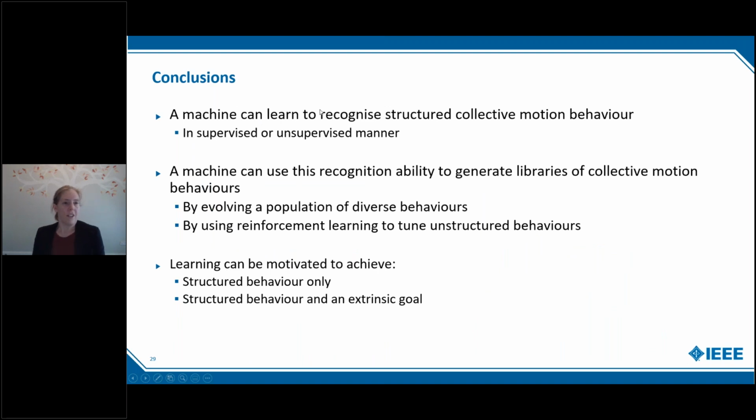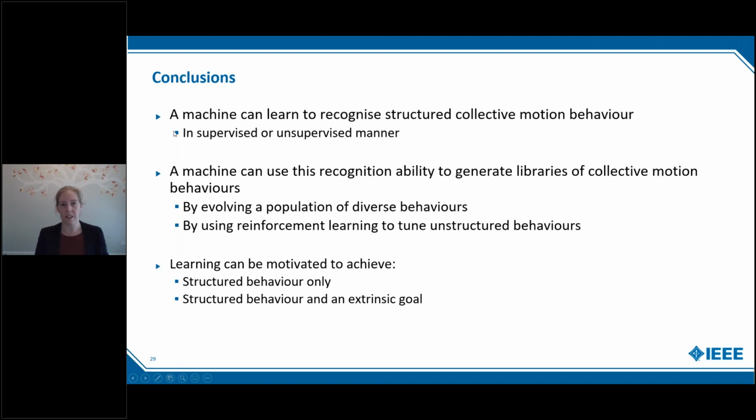So just some conclusions now from the work. We concluded that the machine can be trained to recognise structured collective motion, and it can do this by training it with some human labelled data, or there's potential to do this in an unsupervised manner. So just looking for structure in the experiences of the agents.